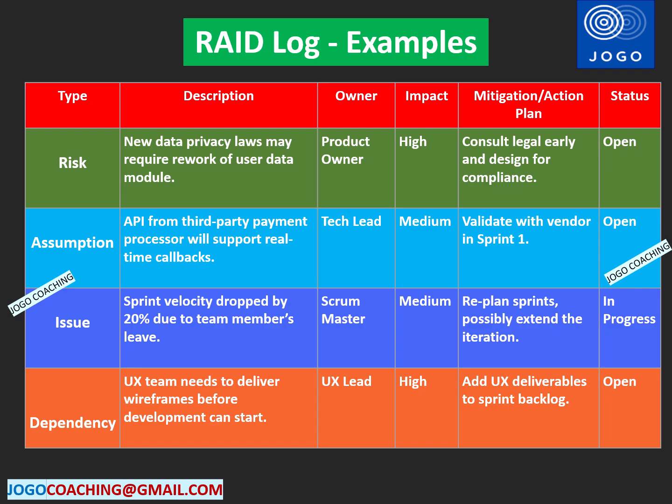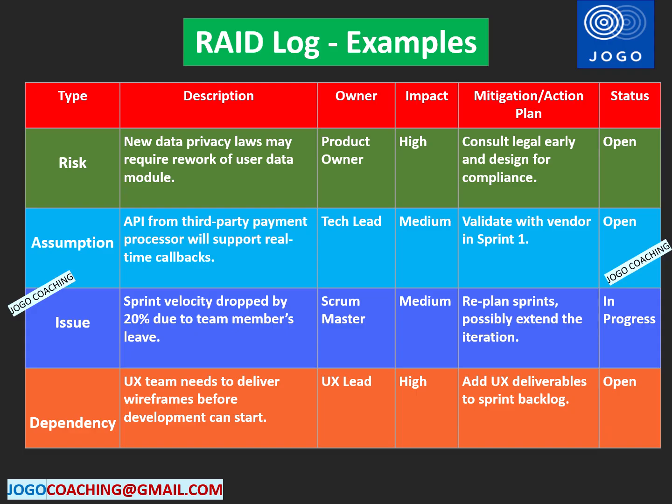Now let us understand the RAID log with an example from a software development project. Let us assume we are working on an Agile project to develop a customer relationship management (CRM) system. You can see this table with the categories of risk, assumptions, issues, and dependencies, with the status, impact, mitigation or action plan, along with the owners assigned to each line item. So this is the table. You can create this table in an Excel sheet to track RAID.